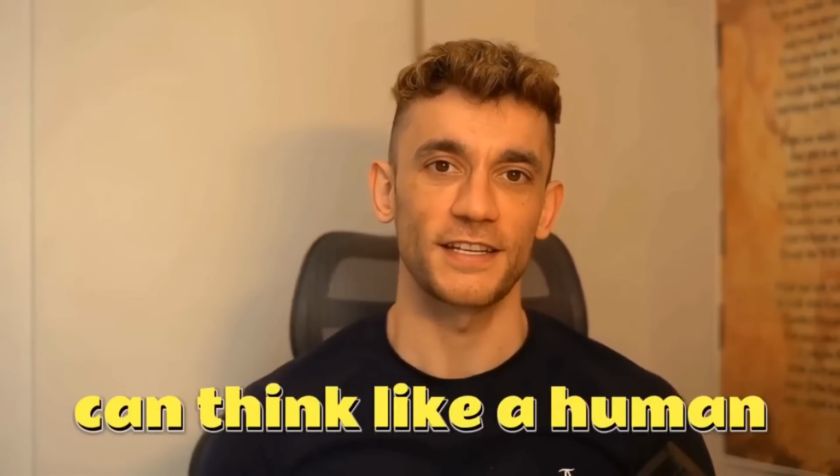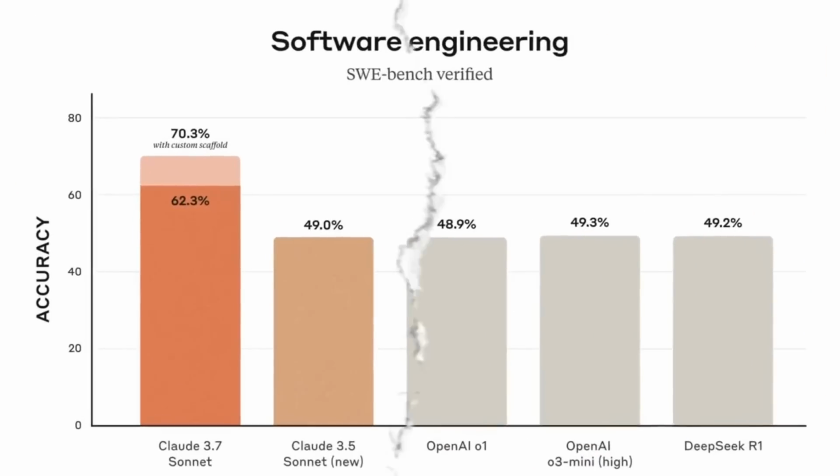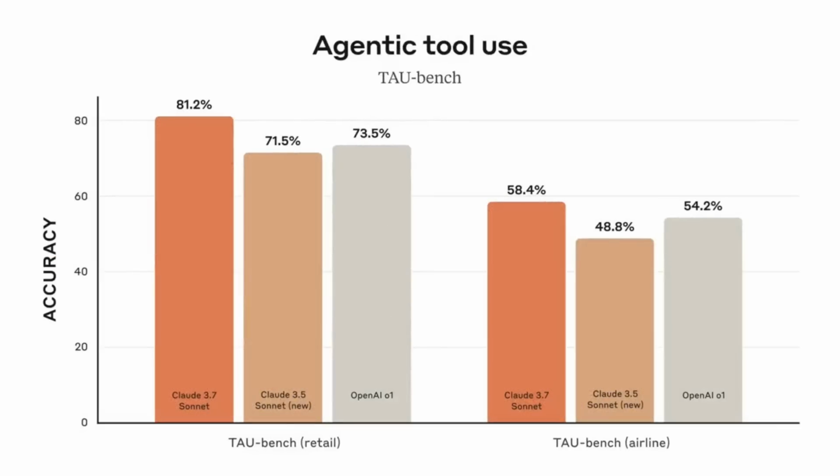Claude 3.7 Sonnet just dropped, and it's wild. This is the first AI that can think like a human, sometimes quick, sometimes deep. It's got mind-blowing coding skills that are crushing every other AI on the market. And get this, you can actually see how it thinks.